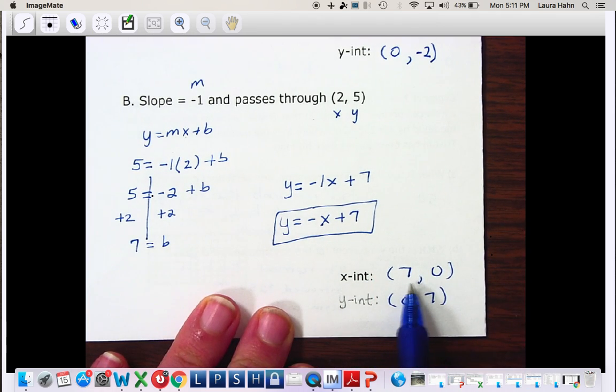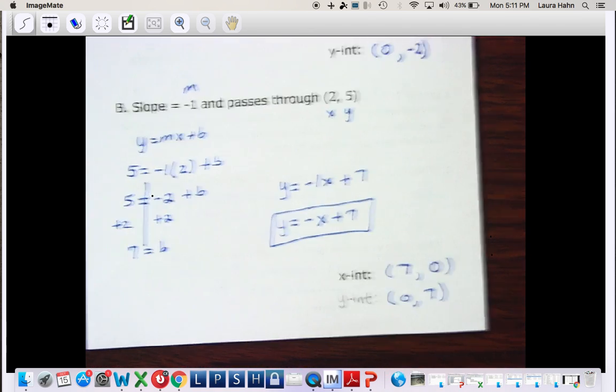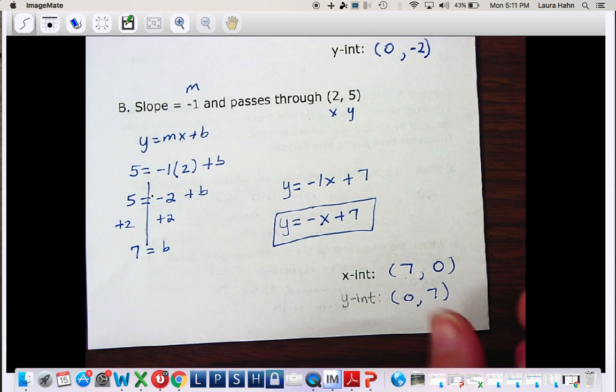Okay, so 7, 0. So I know that the x-intercept is the x value when y is 0. All right, keep moving.